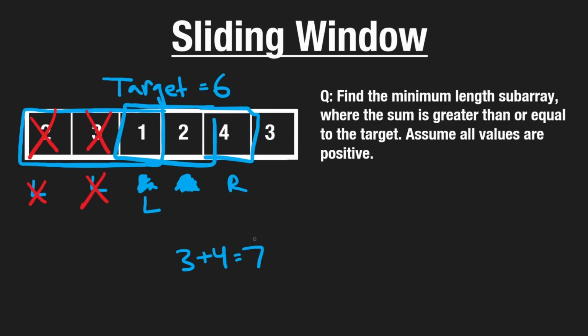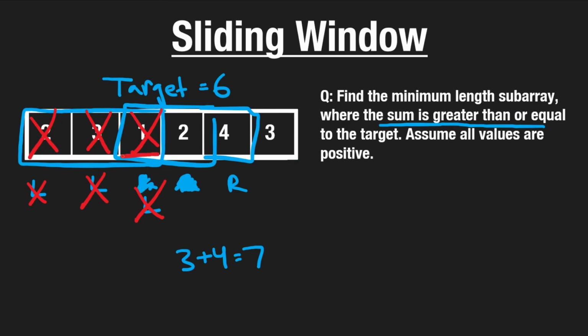So that is not equal to the target, but it's okay because we're only looking for sums that are greater than or equal to the target. So this is technically a valid window. But we want to find the smallest window possible, which is exactly why we're going to now take our left pointer and increment it, but we're not necessarily only going to do it once.